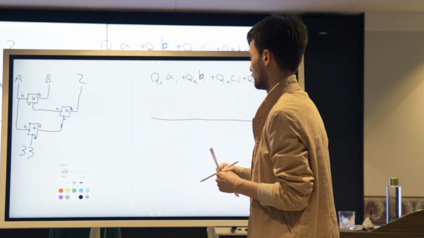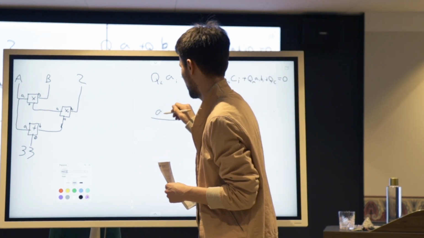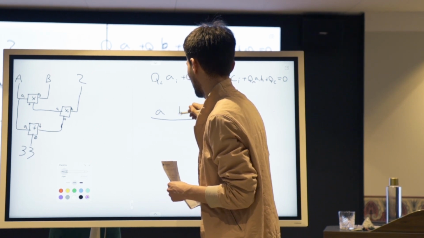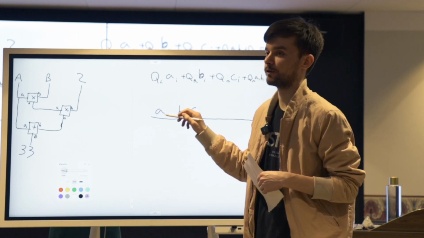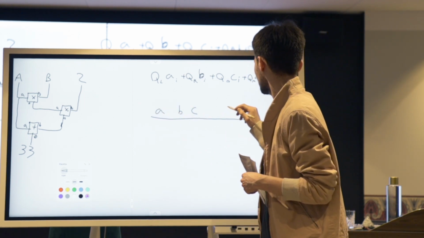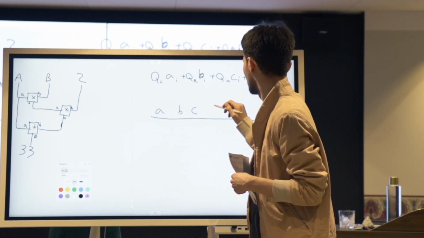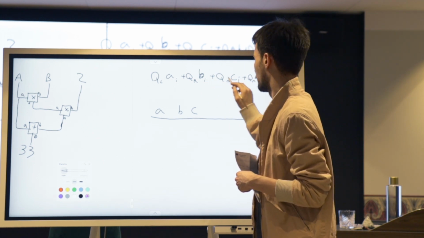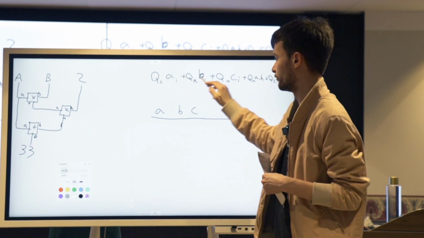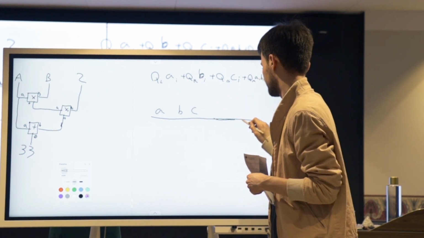And so A, B, there's also a C, but I don't think I need to use it in this example. A, B, C. And then these Q values are also columns.